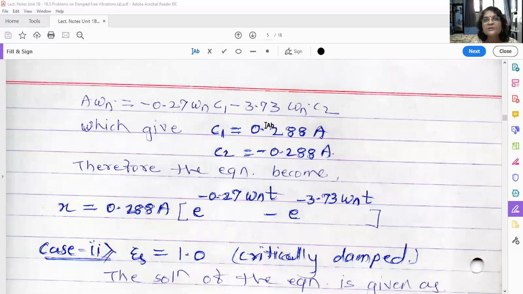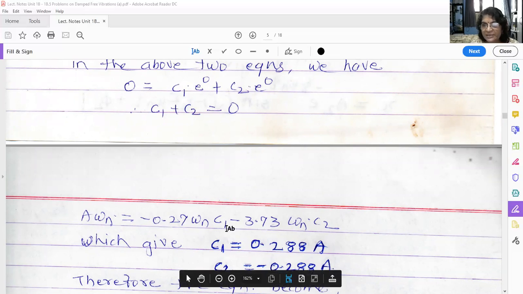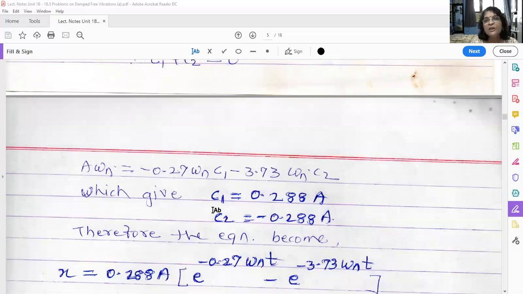Okay. So solving these two equations. What is the first equation? C1 plus C2 is equal to 0. Second equation, A omega n is equal to minus 0.27 omega n C1 minus 3.73 omega n into C2. So solving these two simultaneous equations, we will get the values of C1 and C2. So what did we get? C1 is equal to 0.288A, and C2 is equal to minus 0.288A. A is a certain constant.